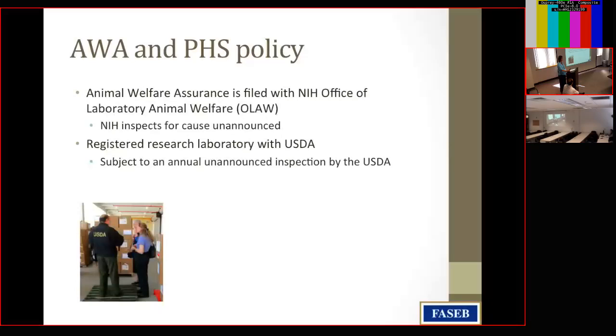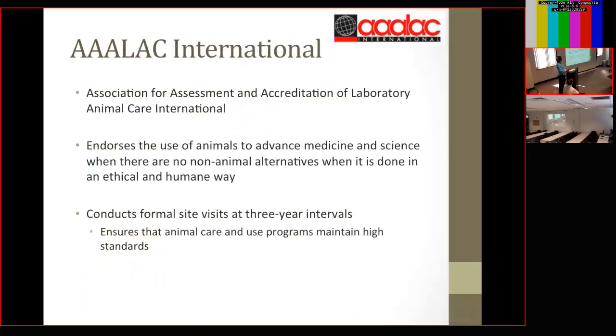And since we are accredited by AAALAC, they come out to visit us every 3 years. And AAALAC standards are very high, actually higher than what's required at the minimum by law. They do a thorough review of every aspect of our animal care program, including our facilities, the IACUC, occupational health program, and the veterinary care of the animals.